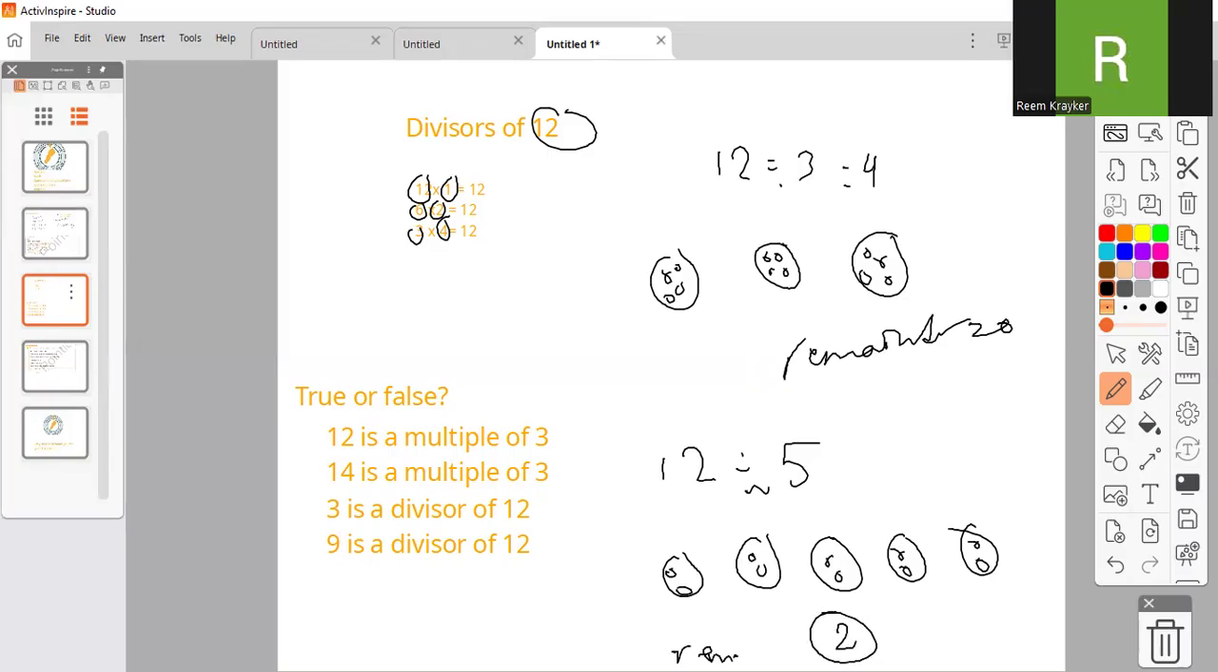I cannot distribute 2 candies among 5 students. So 2 is a remainder. Because 2 is a remainder, we say that 5 is not a divisor of 12. Why is 5 not a divisor of 12? Because if you divide 12 by 5, you will have a remainder of 2. So 5 is not a divisor.